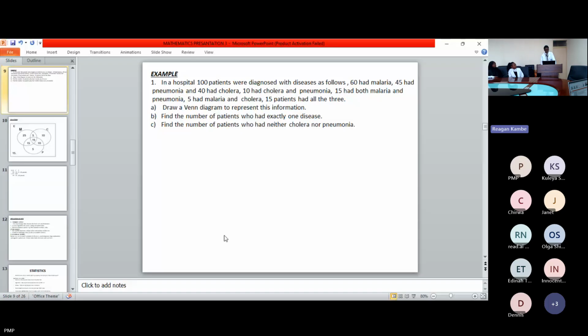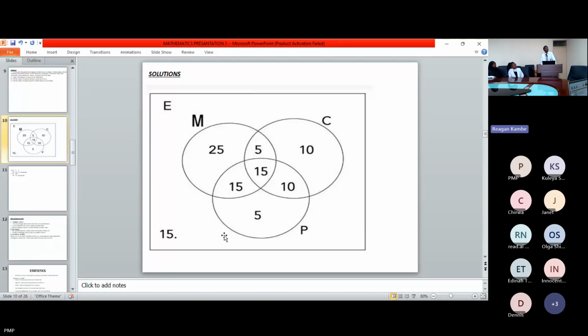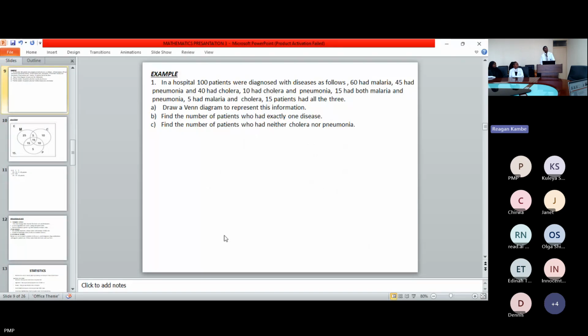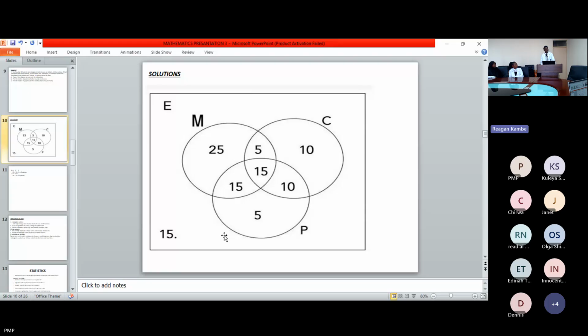So using this information, to get the number of people who are sick of, let's say, the intersection of cholera and pneumonia, we subtract, because the people that were sick of all 3 diseases are also the same people who are sick of cholera and pneumonia. So we subtracted 15, which was the total, from 10, which was sick of cholera and pneumonia, and that's why we have 5 in.